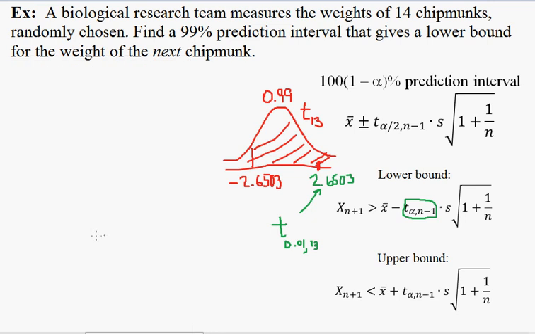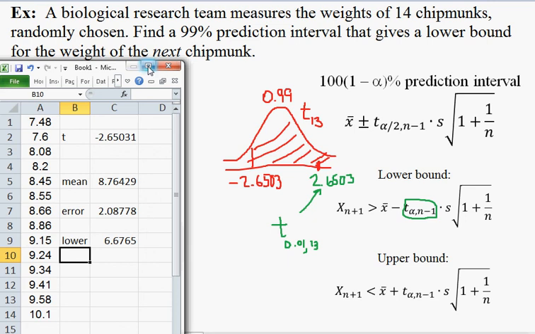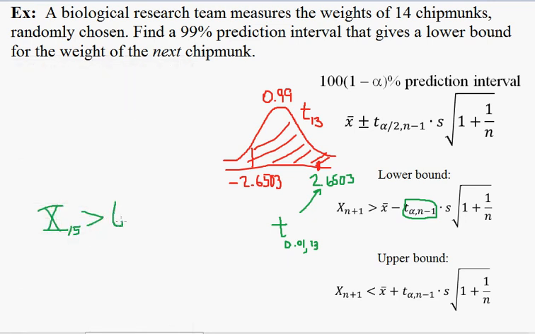So the lower bound is going to be equal to x bar minus this error, 6.6765. And so our prediction is that the next chipmunk, the 15th chipmunk that appears, will have a weight that is larger than what we just said, 6.6765. And again, this is a prediction about the next chipmunk and not a statement about the population mean of the chipmunks.